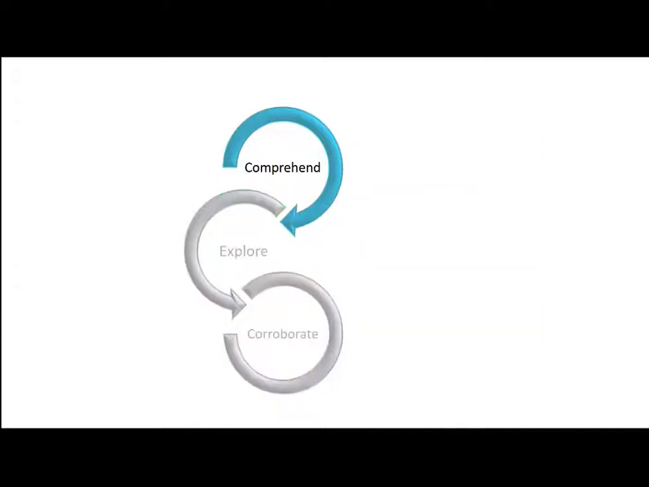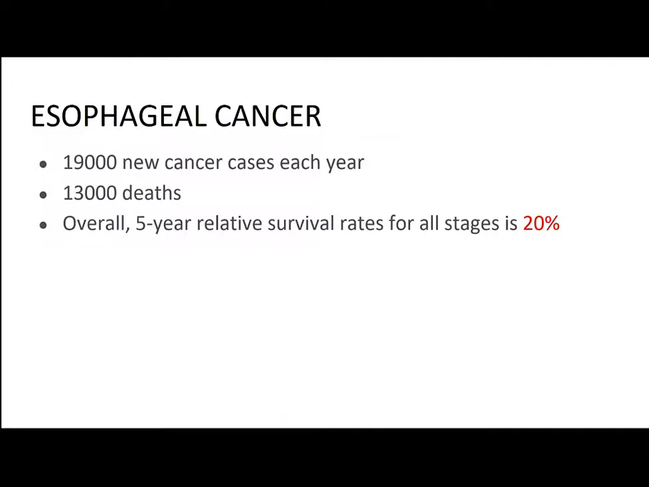So we'll start with comprehending the disease pathology first before delving into the research project, so that we have a better understanding of what we are doing and why we are doing it. I will start with esophageal cancer. These stats are from the most recent 2021 report from the American Cancer Society Surveillance. According to this report, there are about 19,000 new cancer cases each year, causing approximately 13,000 deaths due to this disease.